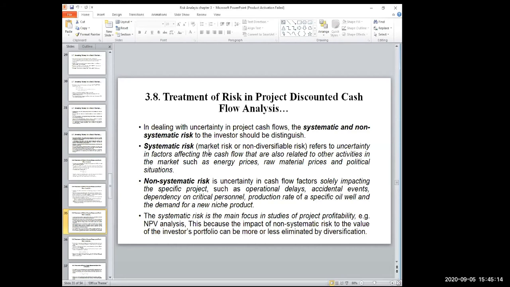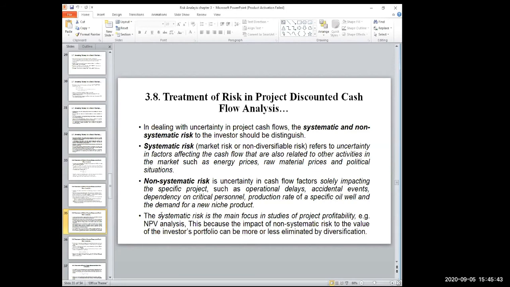When it comes to non-systematic risk, it is a kind of risk or uncertainty about the factors that solely affect the specific project and not the other projects. For example, operational delay, accidental events, dependency on a critical person, production rate of a specific oil well, and demand for the raw material or niche products.